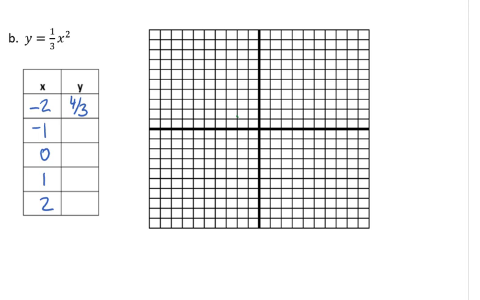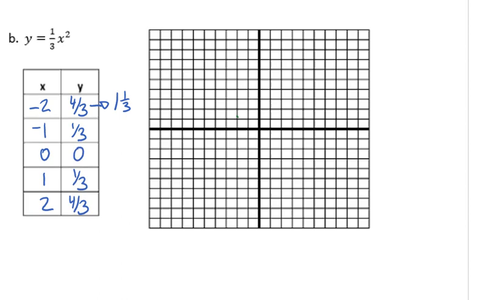Now when we go to graph that, it's going to be easier if we think about it as a 1 and 1/3. When we plug in a -1, that's going to give us a value of 1/3. And that's something that you can plug into your calculator to make sure that that's what you get. So 1/3, parentheses, -1, close parentheses, squared. If we plug in a 0, we're going to get 0. A 1 gives us 1/3, and a 2 gives us 4/3, which again is 1 and 1/3.